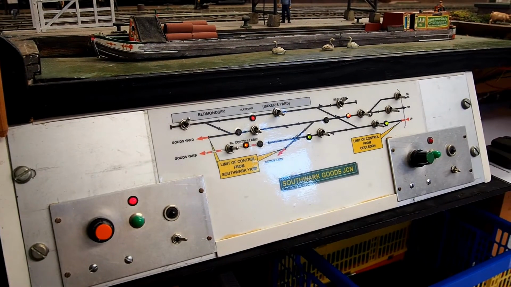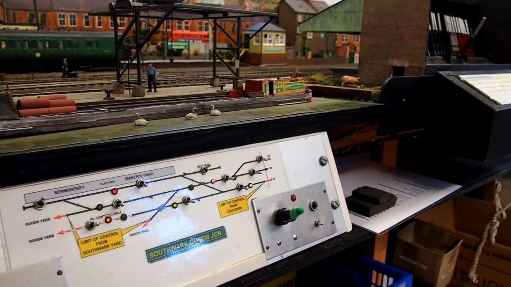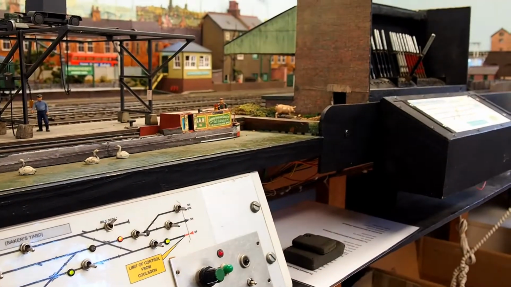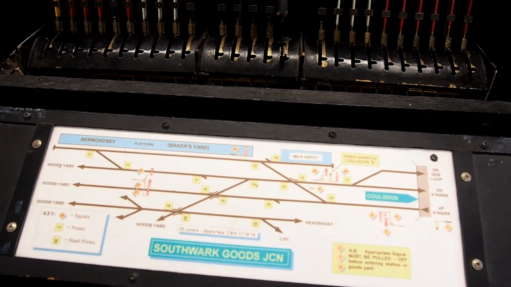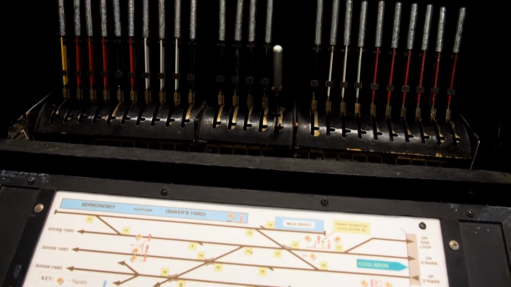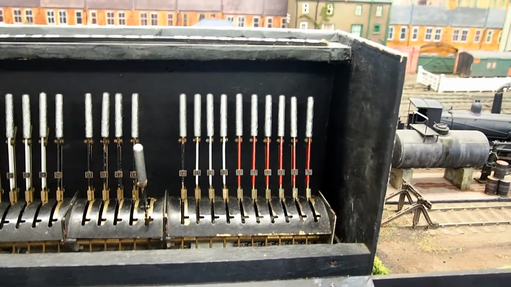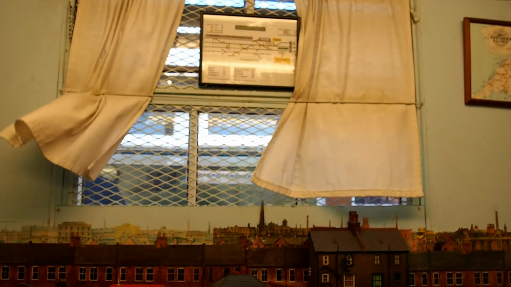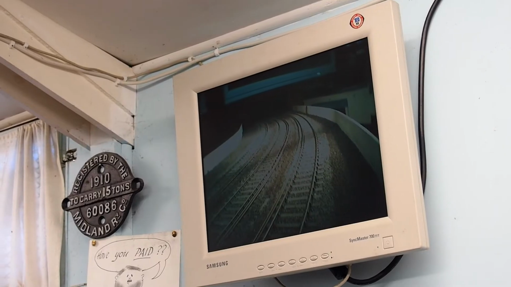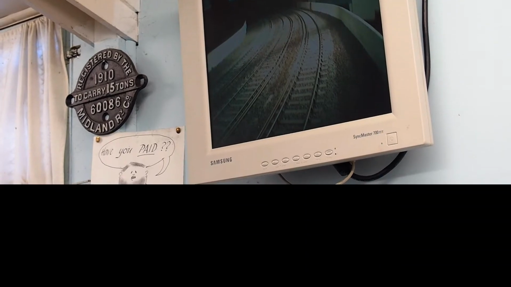The electrical sections for these two areas are largely divided into four in a cross pattern, but everything is mainly under the control of the Southwark Goods Junction signalman and his control panel. The lever frame is actually built into the rear of the canal transshipment shed, and it's a 25 lever frame. Signalman and driver at Southwark Goods Junction also have the benefit of an external camera and a monitor.